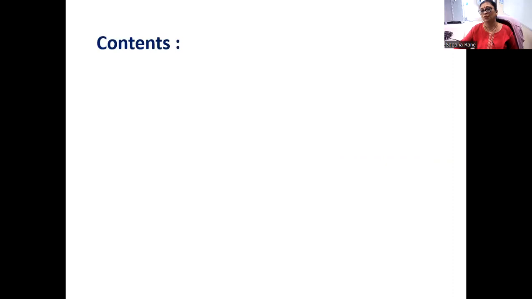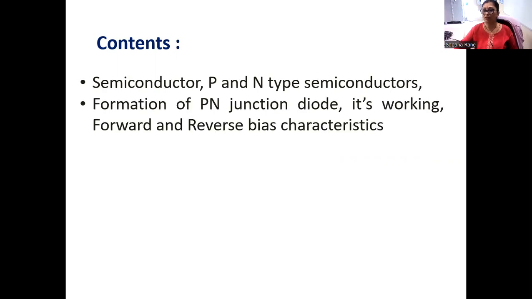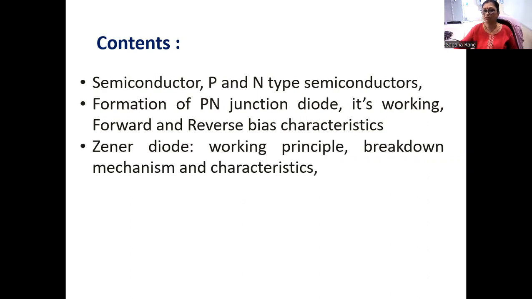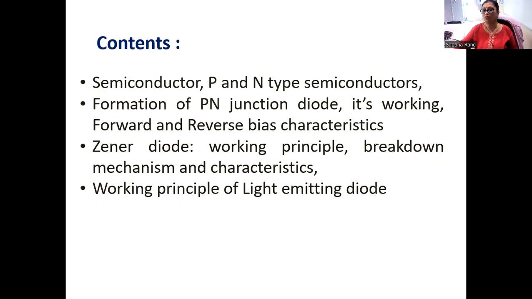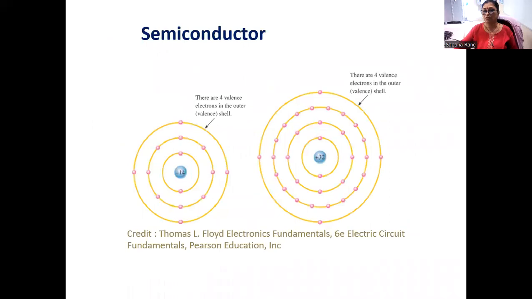In this, we are going to study semiconductors, P and N type semiconductors, formation of the PN junction diode, its working, forward and reverse bias characteristics, Zener diode, working principle, breakdown mechanism and characteristics, working principle of light emitting diode, photodiode, optocoupler, solar cell, its working principle and characteristics. So let us start with the introduction of the semiconductor.